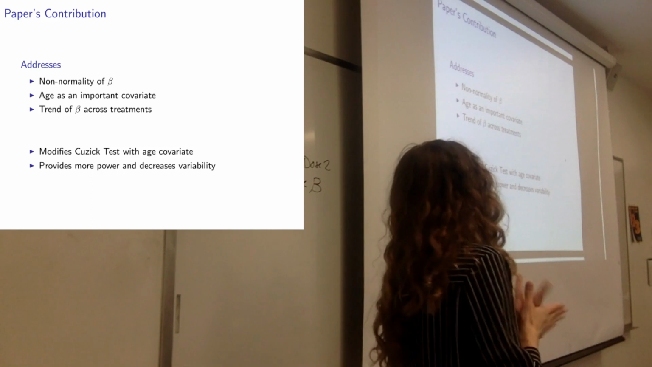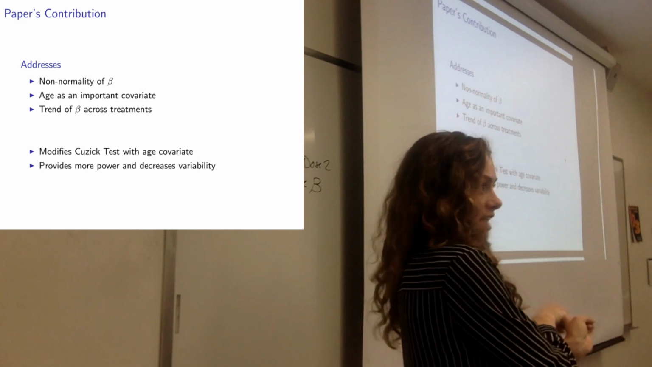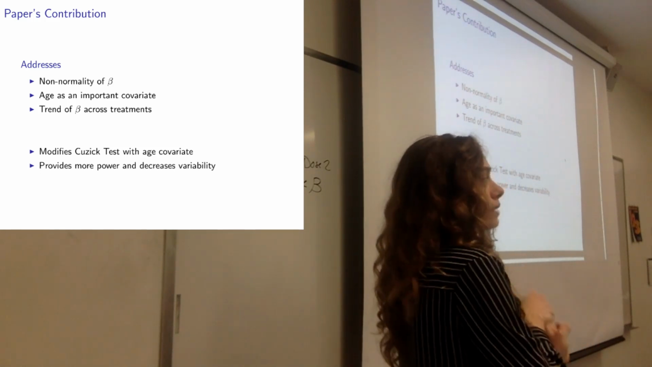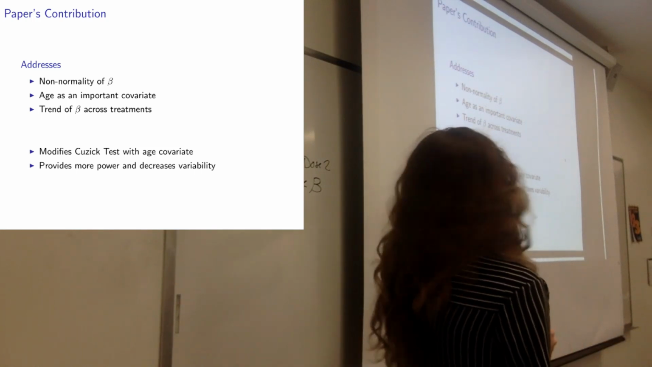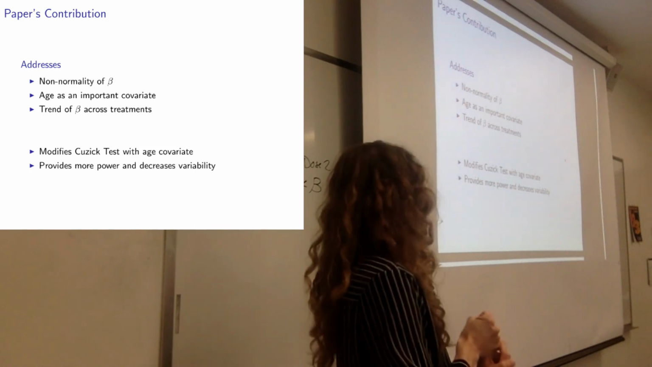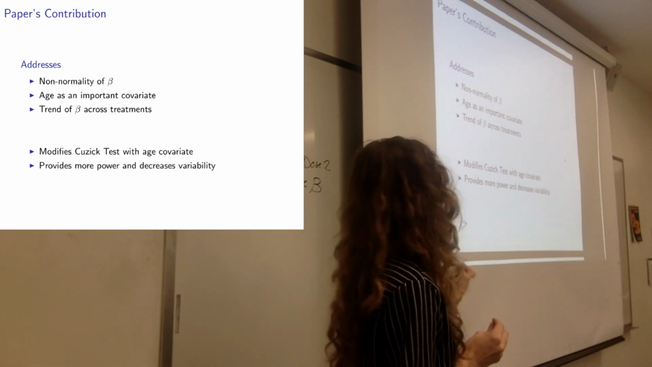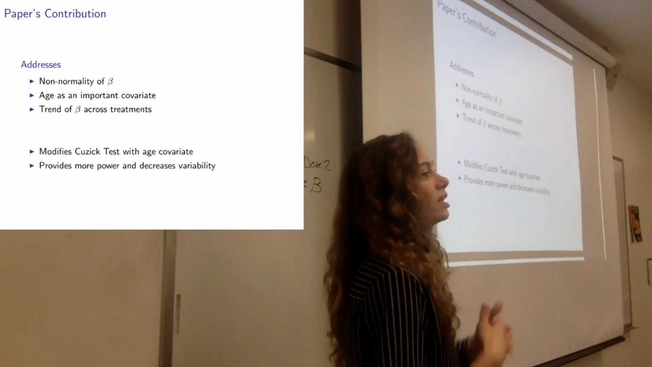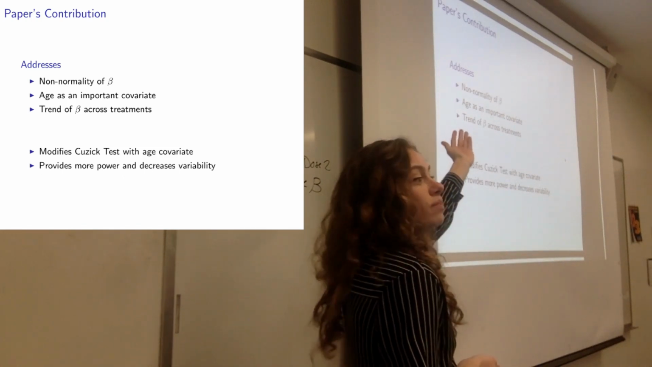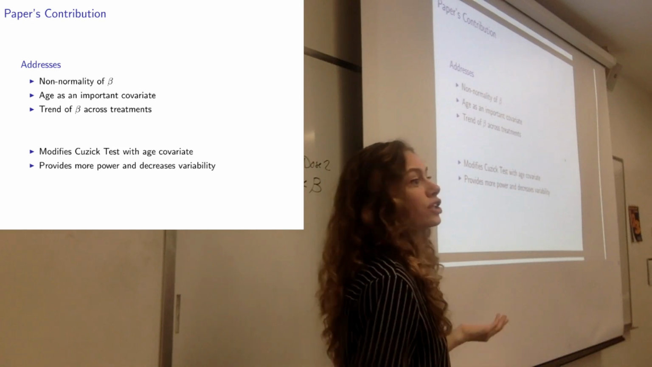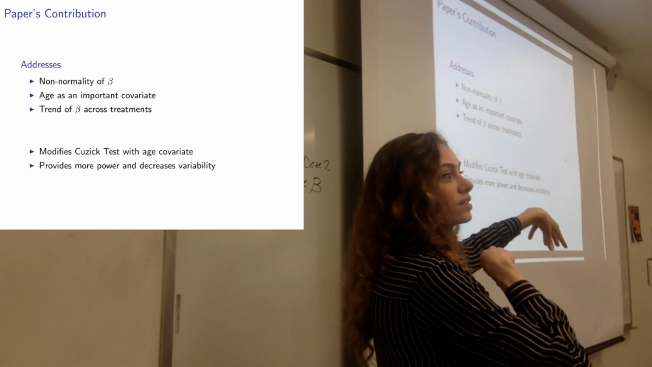So the contribution that they made specifically, they're showing a method that's good for non-normality of beta. They're adding age as a covariate, and they're looking for a trend of beta, which is the methylation percent across these different treatments. And the way that they do that specifically is modifying this nonparametric trend test with an age covariate, and they provide more power in detecting these loci and also decrease the variability because they're adding age, which is a very good way to account for variation in beta. And so that decreases the variability in your estimates because you're removing some of that, you're putting some of that error into a covariate.